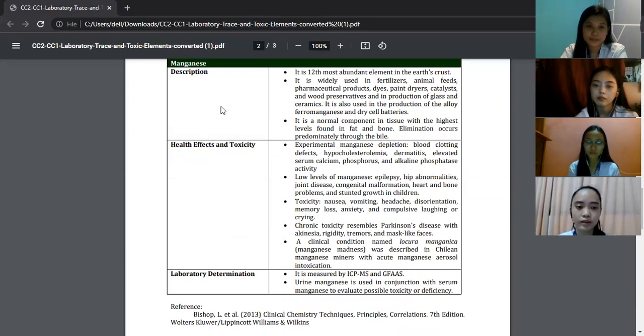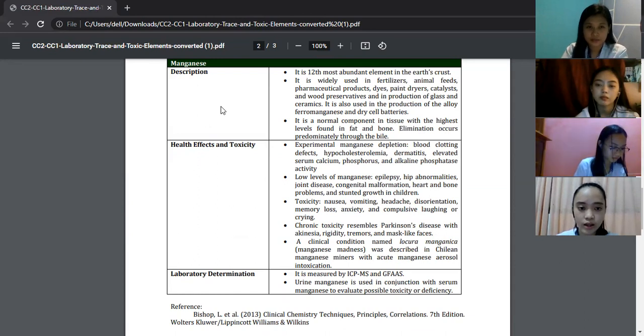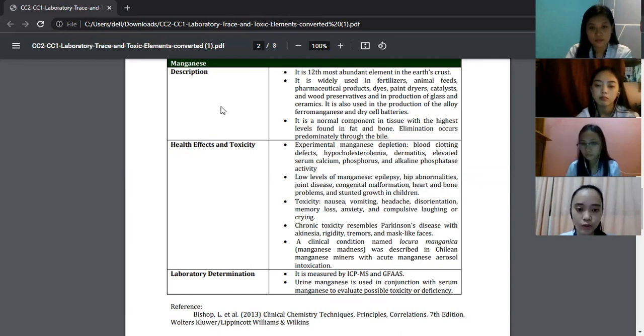Next is manganese. It is the 12th most abundant element in the Earth's crust. Manganese is widely used in fertilizers, animal feeds, pharmaceutical products, dyes, paint dryers, catalysts, and wood preservatives, and also in the production of glass and ceramics. Manganese is also used in the production of the alloy ferromanganese and dry cell batteries. Manganese is a normal component of tissue, with the highest levels found in fat and bone, and elimination occurs predominantly through the bile.